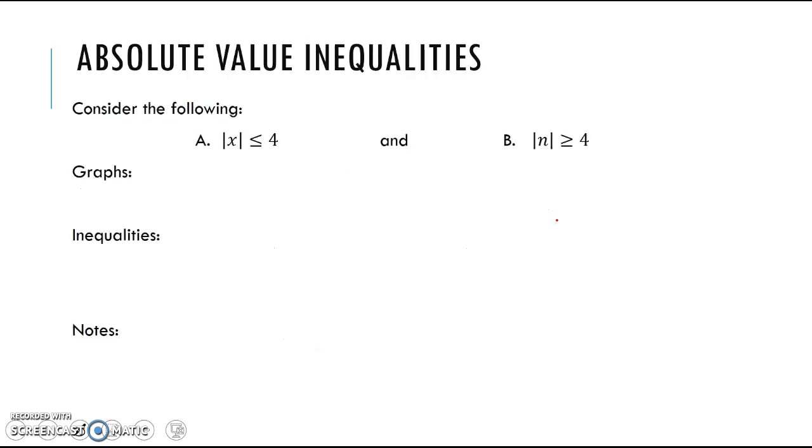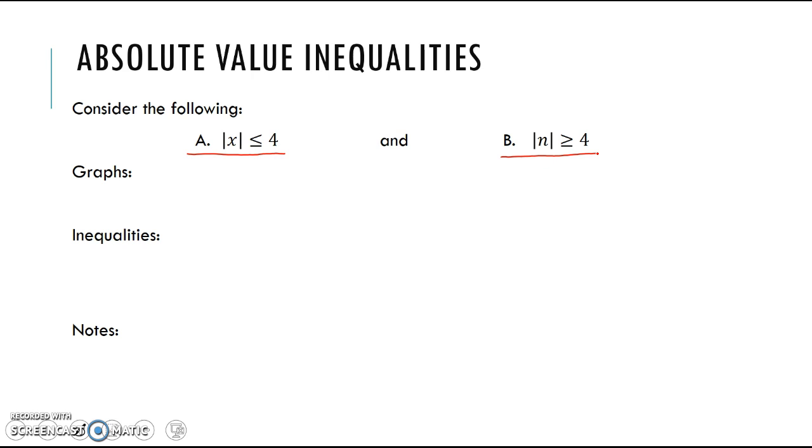So let's move to absolute value inequalities. And I want you to think about these two situations here, A and B. I'm going to graph both of them first, and you can pause the video and try to graph them on your own and see if you can figure out what's going on here. But the absolute value means how far away from 0 something is.